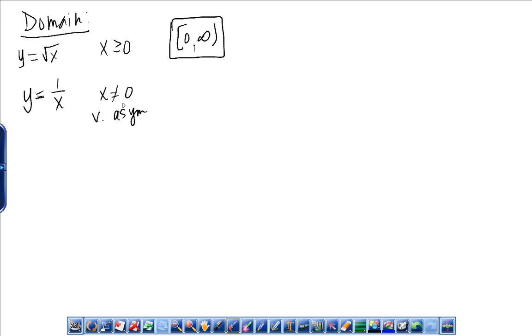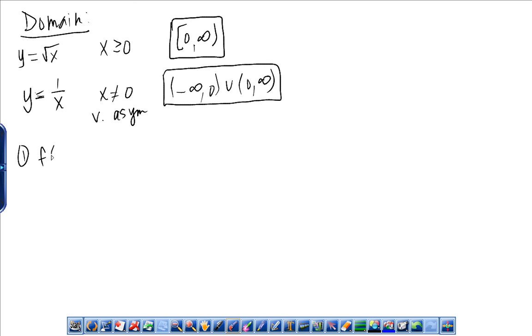or you can do your number line, which will also be helpful. In this case, I know it can't be anything else. It can be everything but 0 because 1 is on top. So I'm going to say negative infinity to 0, union 0 to infinity.